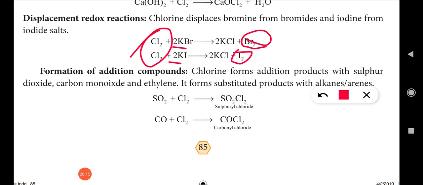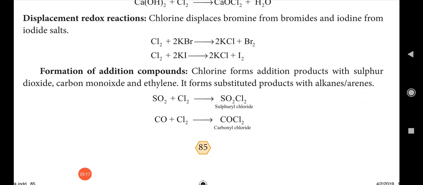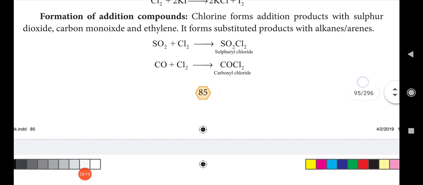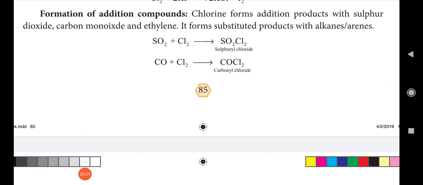Next, formation of addition compounds. How are addition compounds formed by chlorine? In addition compounds, there will not be any elimination. So A plus B gives AB, that's all. AB plus C gives ABC. So this is an example of an addition reaction.